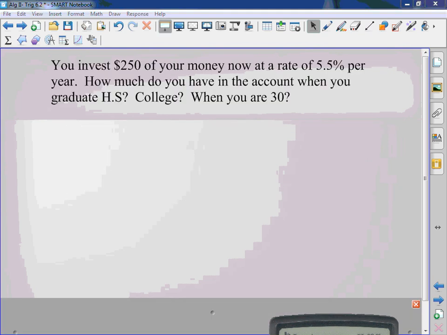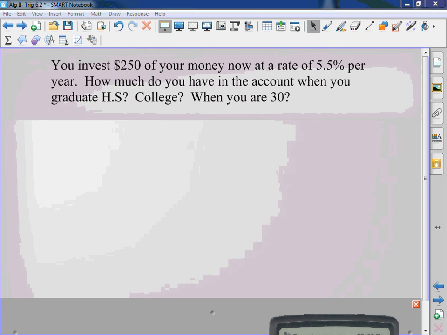You invest $250 of your money right now at a rate of 5.5% per year, which is really good percent. How much do you have when you graduate high school? How about when you graduate a 4-year college? Or when you are 30 years old?